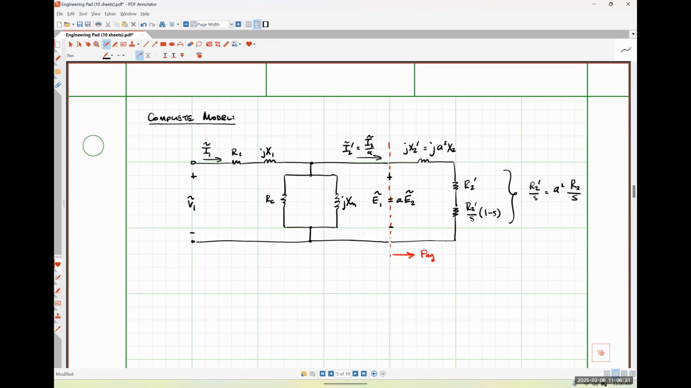All right. So, yeah. That alpha or mu under the I2 and I2 prime equation? a for the turns ratio of the transformer, but that is just one. Yep.